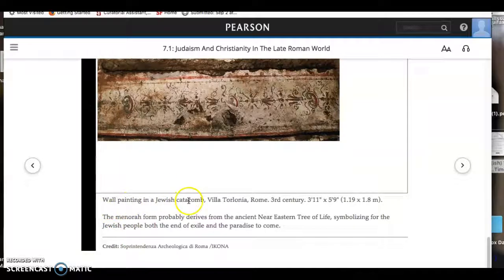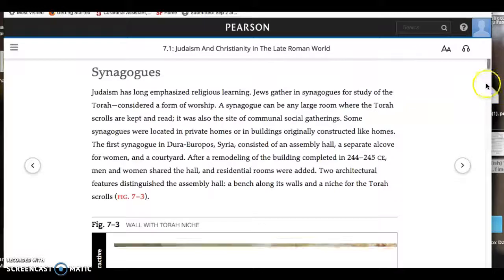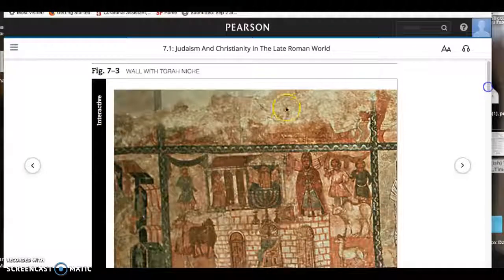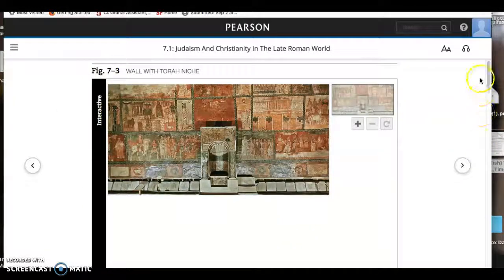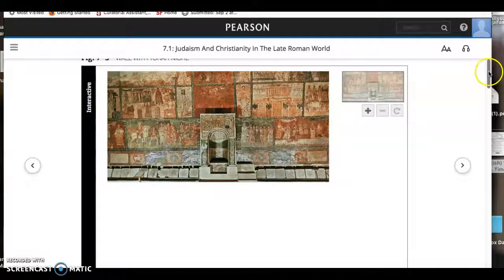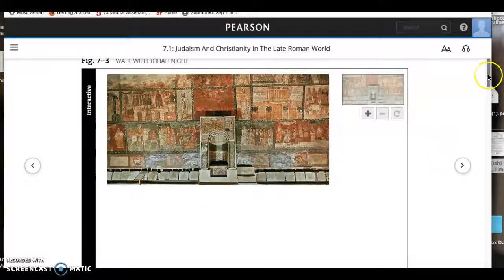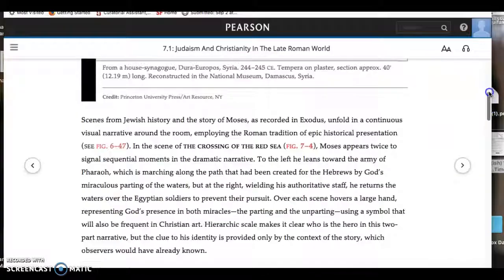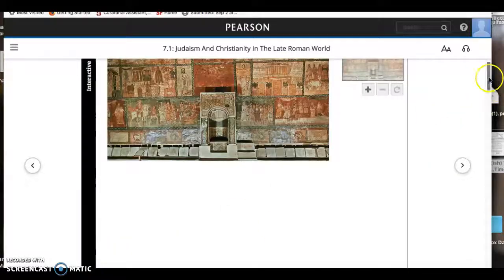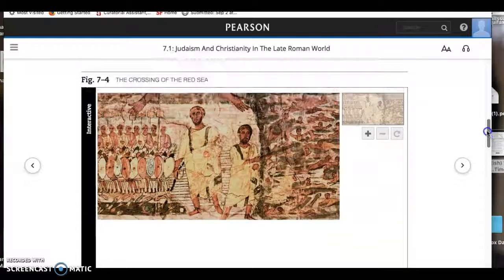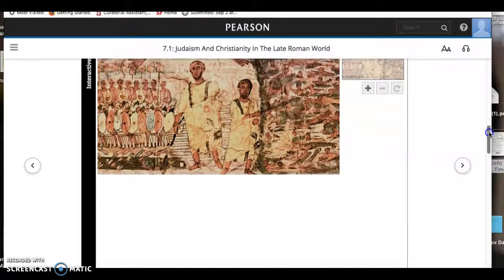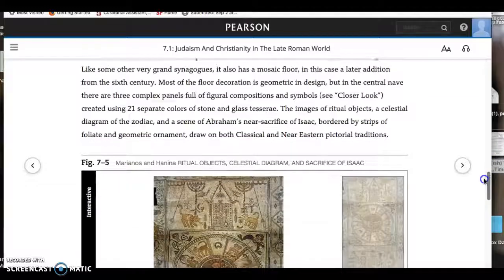Here, a wall painting in a Jewish catacomb, because catacombs were widely used by many different groups. They'll talk about synagogues, and I want you to pay close attention to the artwork here, the wall with Torah niche in Dura Europos, one of our early artworks of significance for our studies. And they'll give you a zoom in onto one of the scenes in that artwork, the crossing of the Red Sea, the parting of the Red Sea, with Moses parting the sea.